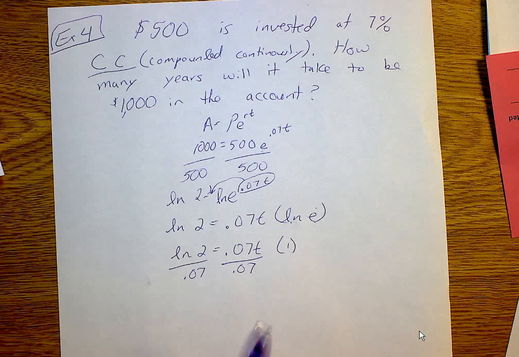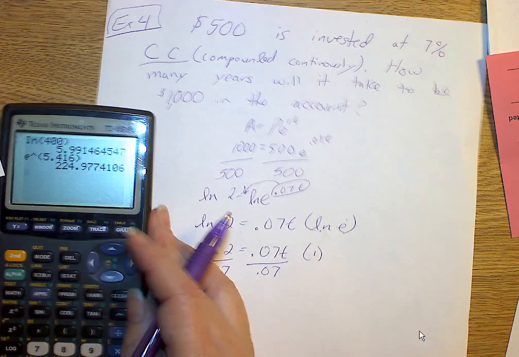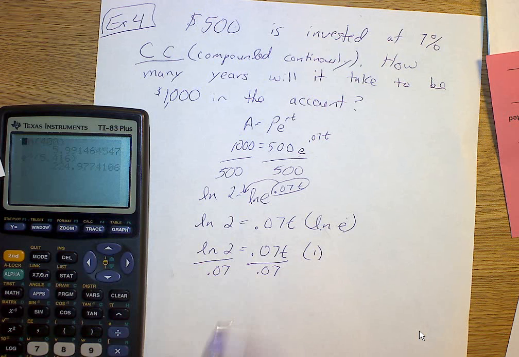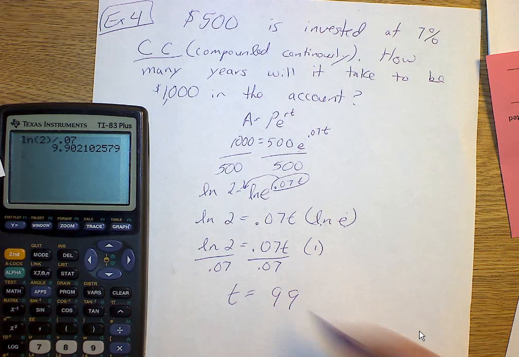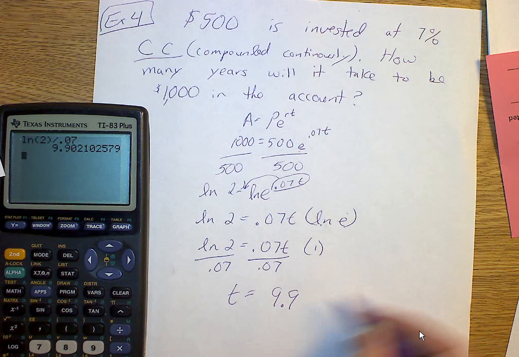Plug that into our calculator. So we have ln 2 divided by my 0.07. So t is going to be 9.9. So it's going to be approximately 10 years.